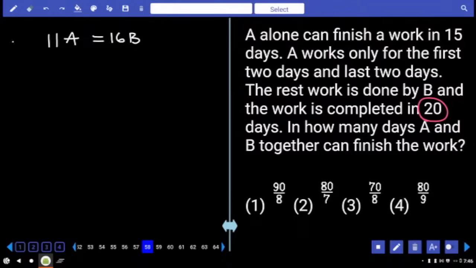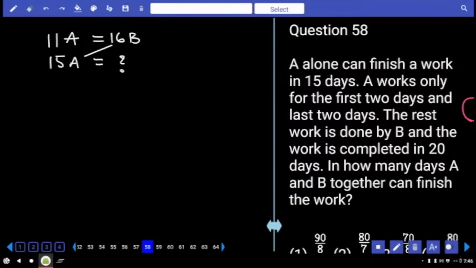This is about the remaining work, but now I am talking about total work. A can complete the total work in how many days? 15 days. 15 days of work of A is equal to how many days of work of B? Cross multiplication: 15 into 16, 240, divided by 11. This is the time taken by B to complete the total work. Are you okay?